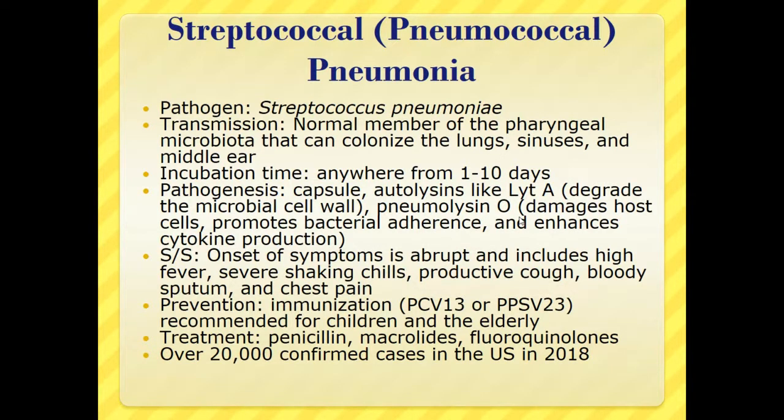Fortunately, there is a vaccine for children and the elderly, the PCV13 or PPSV23. So children can get this vaccine, and then those, I believe it's over 55 or 60. And then it's also made available to people with other lung disorders like asthma, because they are more susceptible to developing pneumonia.